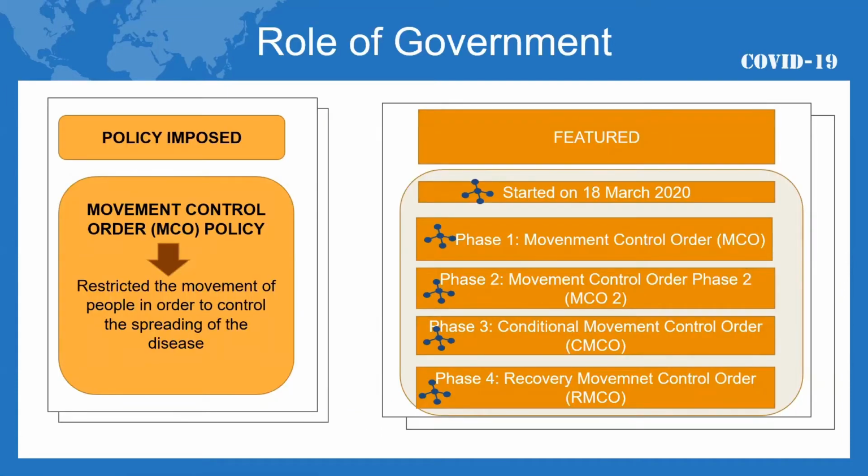I will be explaining about the role of government during this COVID-19 pandemic. The Malaysian government has imposed a policy known as the Movement Control Order, or MCO policy, which restricts the movement of people to control the spreading of the disease. Everybody practices the social distancing rule, and the government enforced this policy starting from the 18th of March 2020, from phase 1 to phase 4, to control the spreading of the disease. The phases include MCO, MCO2, CMCO, and RMCO.